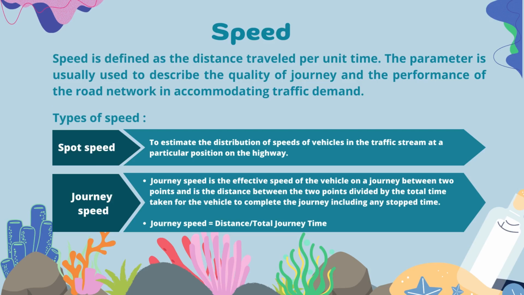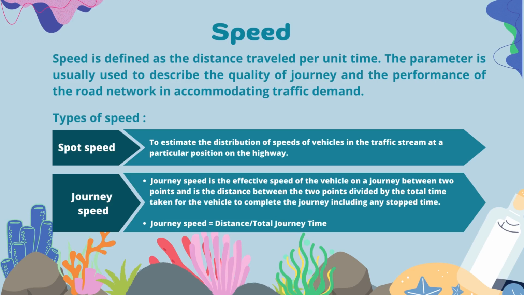Next, speed. Speed is defined as the distance traveled per unit time. The parameter is usually used to describe the quality of a journey and the performance of the road network in accommodating traffic demand. There are five types of speed, which are spot speed, journey speed, running speed, time mean speed, and space mean speed. Spot speed is used to estimate the distribution of speeds of vehicles in the traffic stream at a particular position on the highway.